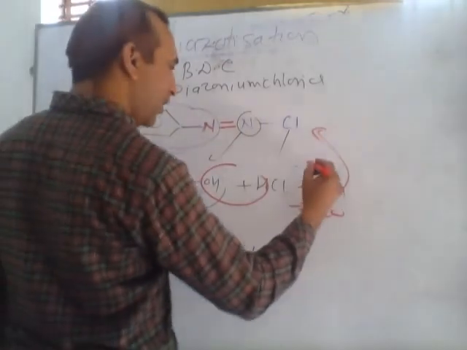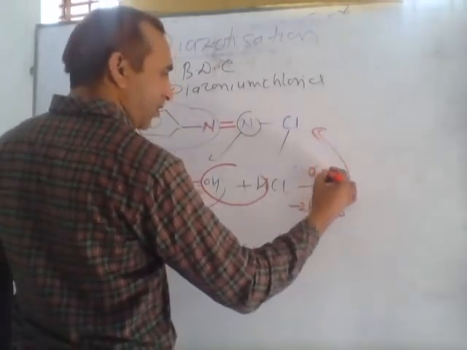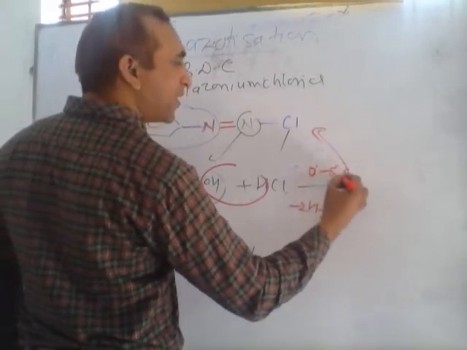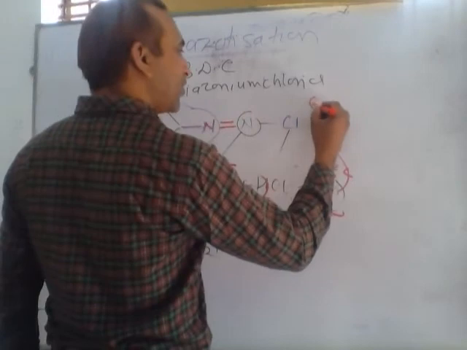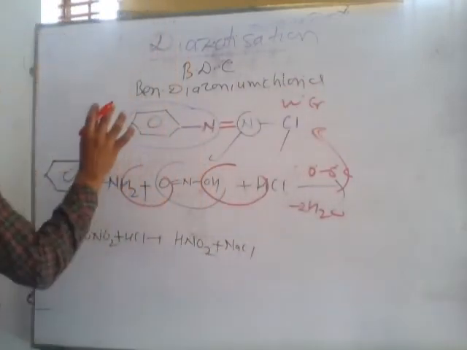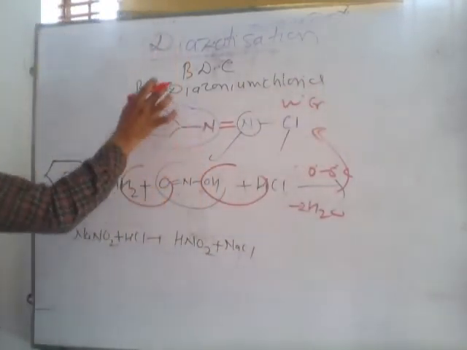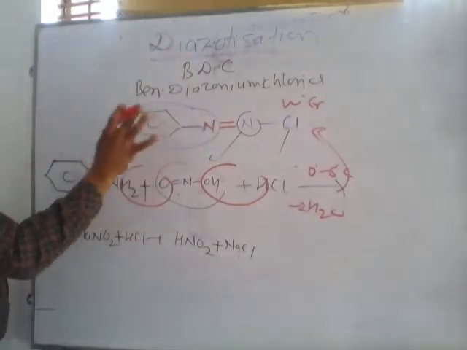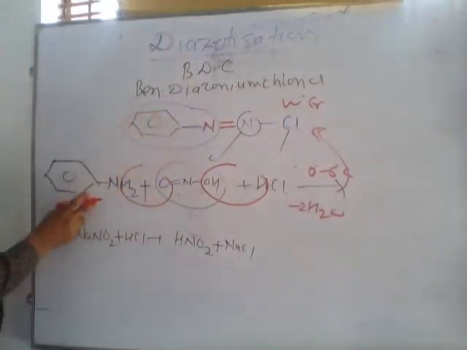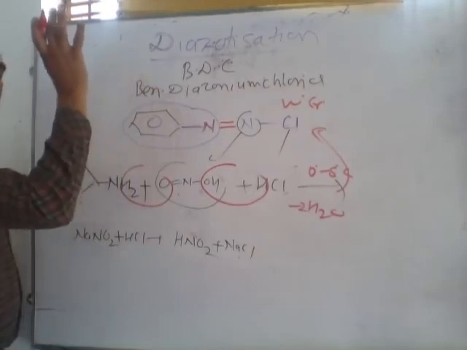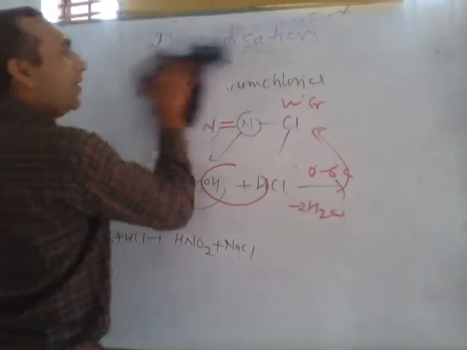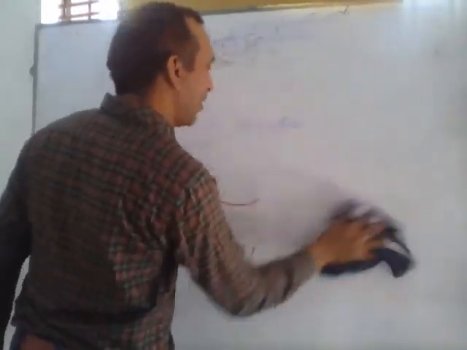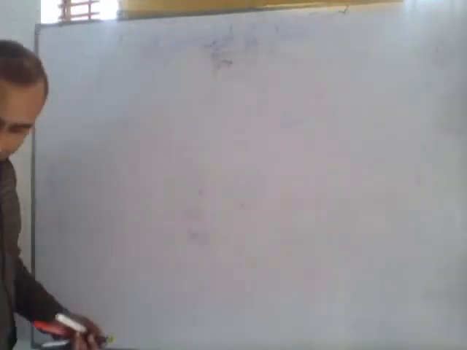And this reaction happens at 0 to 5 degrees Celsius, very low temperature. This is a white colored crystalline compound. So this reaction is called diazotization, and this is also used to test aniline. Aniline gives this type of compound. So the question is, how can we prepare different types of haloarene by the help of BDC?